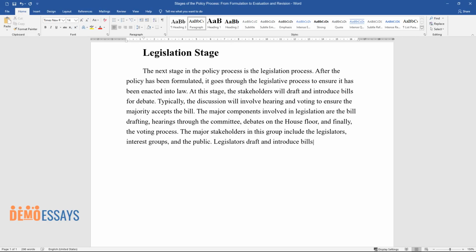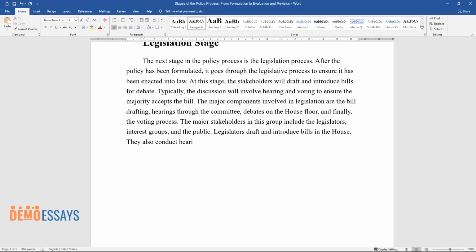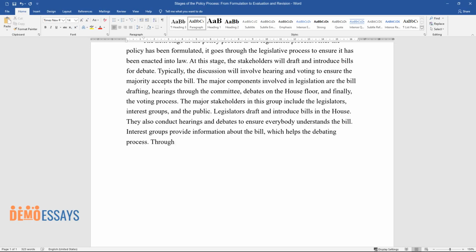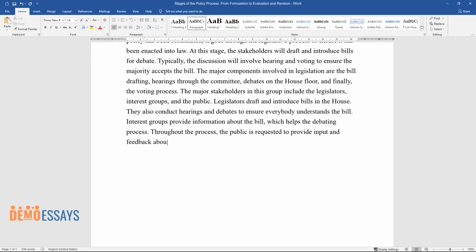Legislators draft and introduce bills in the House. They also conduct hearings and debates to ensure everybody understands the bill. Interest groups provide information about the bill, which helps the debating process. Throughout the process, the public is requested to provide input and feedback about the policy.